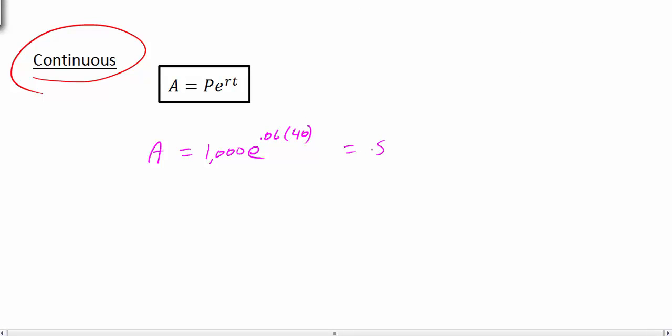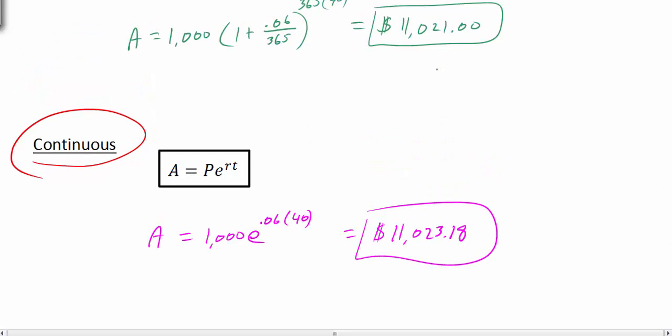So this is equal to $11,023 and 18 cents. Now, you may have thought this number to be a lot bigger, but if we compare this to the previous answer, notice it's a little bit bigger, but it's not a lot bigger than the daily calculation of 11,021. Here we get 11,023, so we're only looking at a couple more dollars basically.